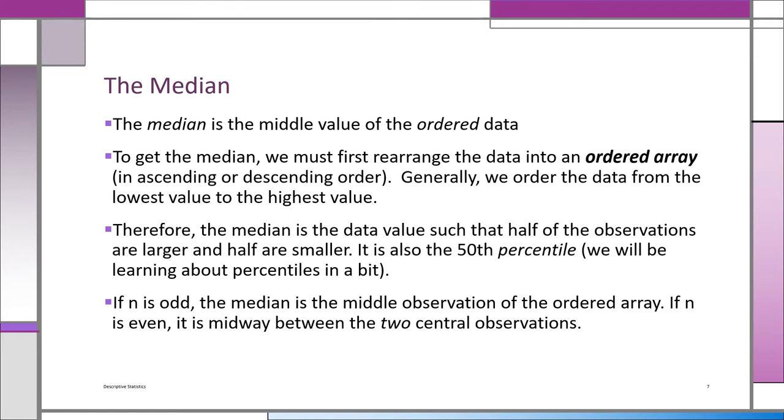Now, what do you do? After you order the data, if n is odd, the median is the middle value. So if n is an odd number, like 7, 9, 11, the median is the middle value. If n is even, you have to average the two middle values, and the average of those two becomes the median.